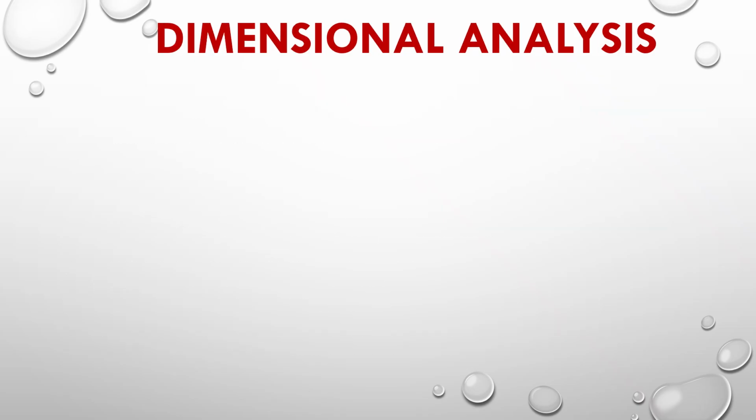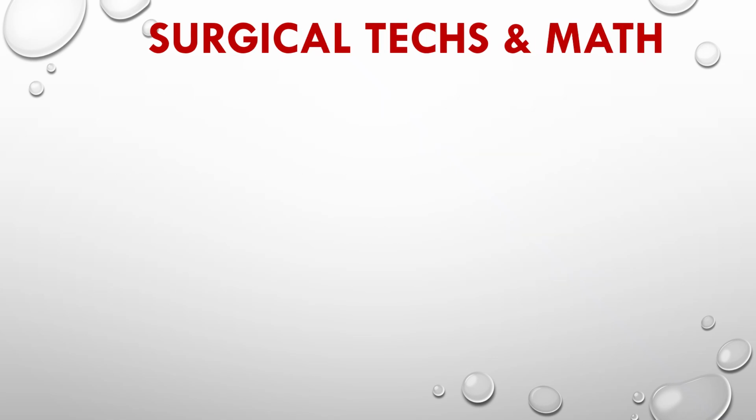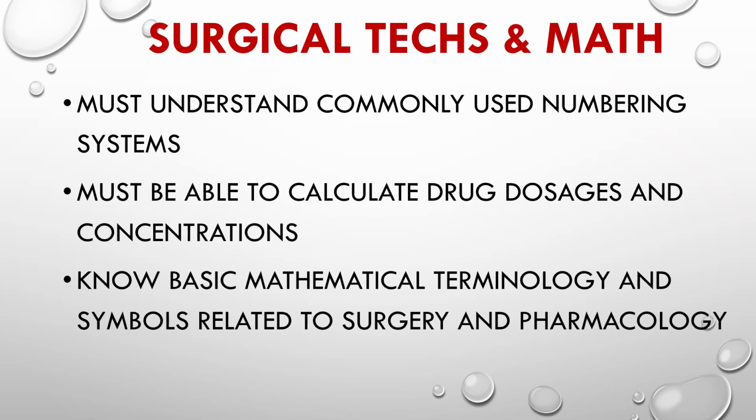with it. So dimensional analysis is just the process of understanding and applying qualities, so numbers essentially, of items based on their physical characteristics. This includes comparisons of temperatures, weights, distances, so pretty much anything with a number or dimension to it. So surgical text and math. So it's important to understand the numbering system, also calculating dosage correctly, and just knowing some of the terms that go along with it.